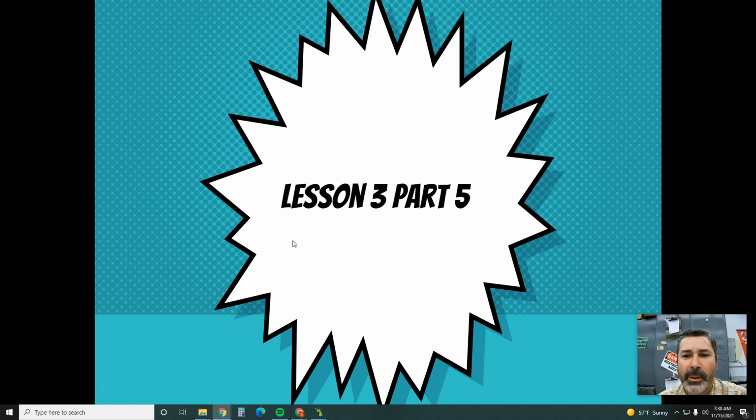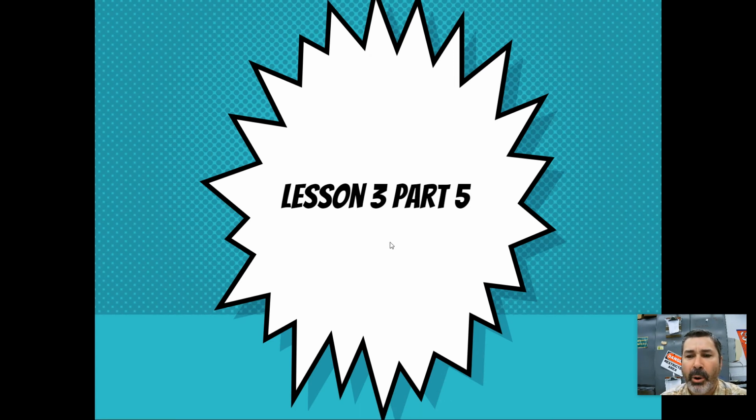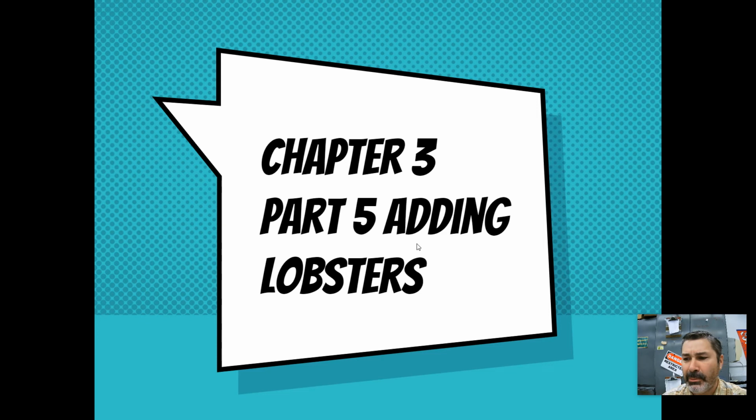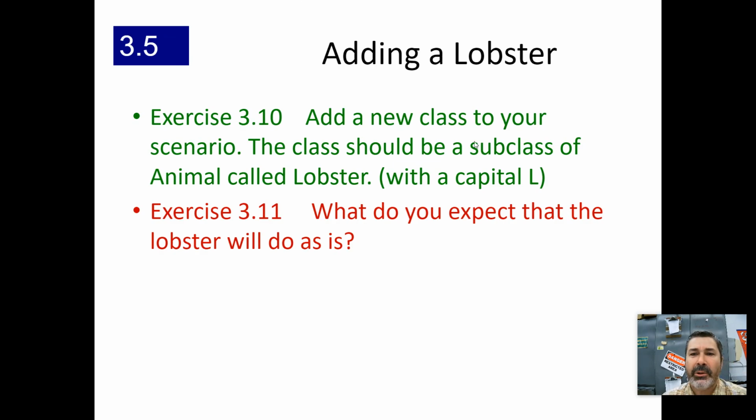Right, ladies and gentlemen and programmers, we're going to do lesson 3, part 5. We're going to add some lobsters, the mortal enemy of the crabs, just in the same way that the worms hate crabs, the crabs hate the lobsters because the lobsters are out to get the crabs in nature. All right, so add a new class to your scenario.